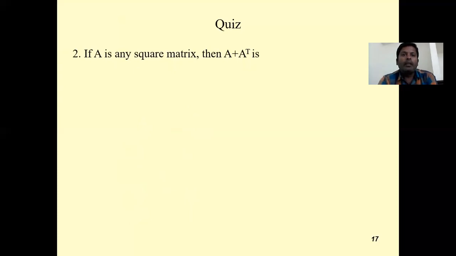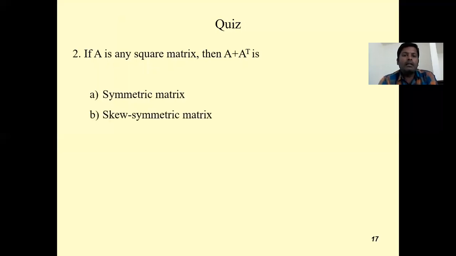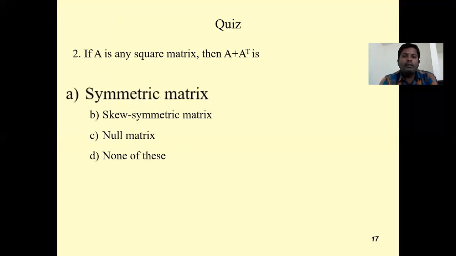Second question. If A is any square matrix, then A plus A transpose is: the first one is a symmetric matrix, the second one is a skew symmetric matrix, the third one is a null matrix, and the fourth one is none of these. What is the answer? Symmetric matrix. Already we know that A plus A transpose is a symmetric matrix. Now we go to the assignment.